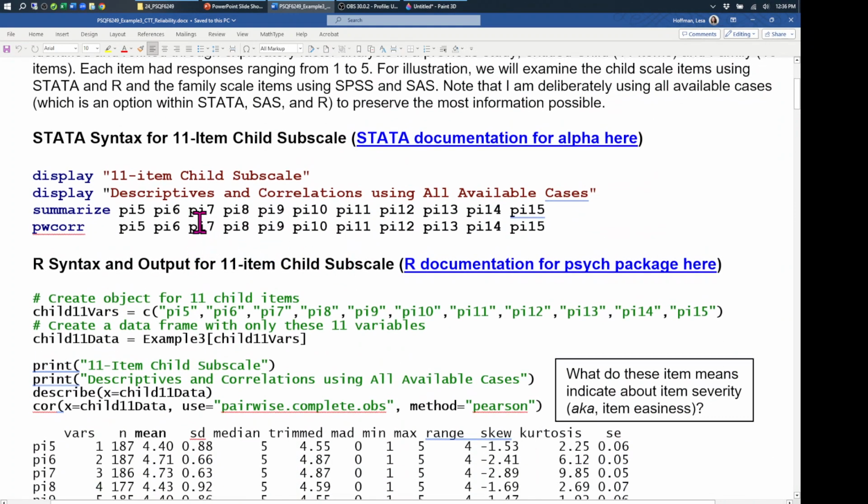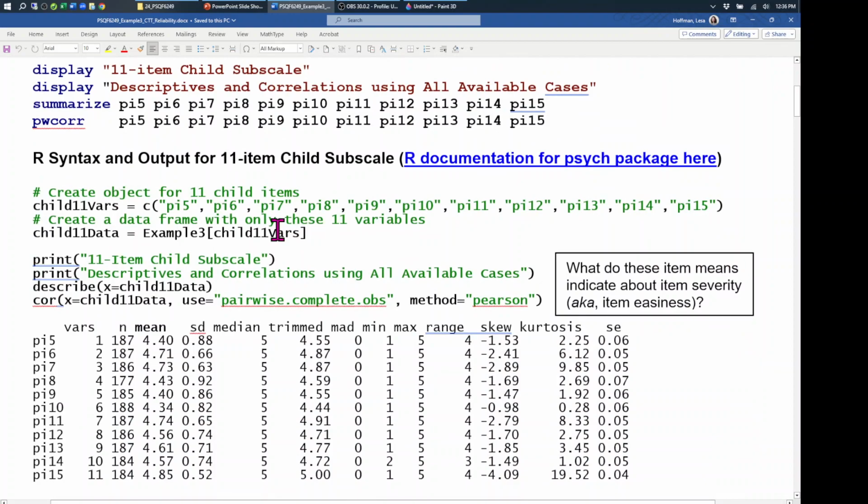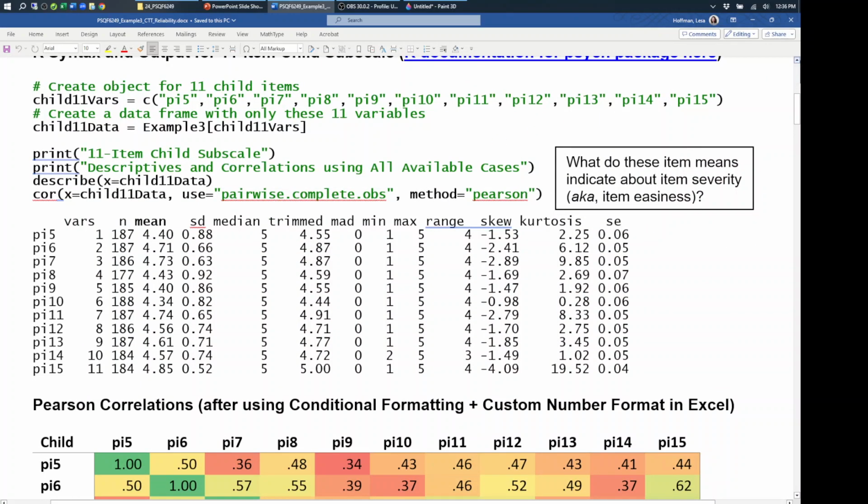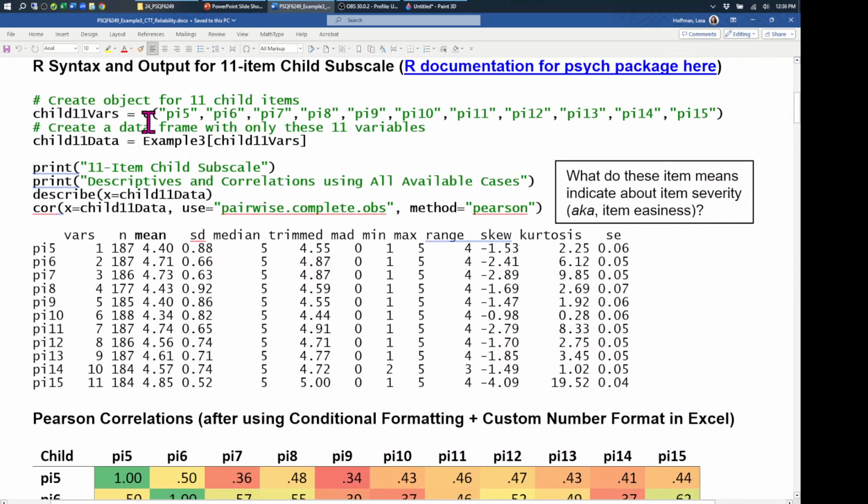So first off, we have Stata. I'm using Summarize to generate descriptive statistics and PWCore to generate a correlation matrix. By the way, regular core does listwise deletion of incomplete responses, and I know that there are some missing responses here, so I use the PW version, which stands for pairwise. In R, I did the same thing, but I first created an object that held the names of all of my variables so that I wouldn't have to keep typing them, and then subset the data to just those particular variables. So I used describe from the psych package to get summary statistics, and then core as well from base R. And here are the summaries of these items.